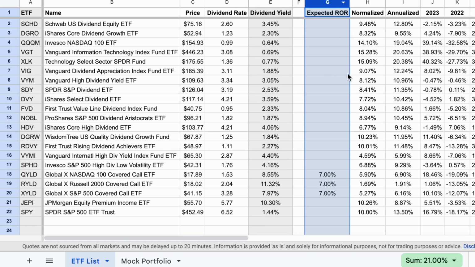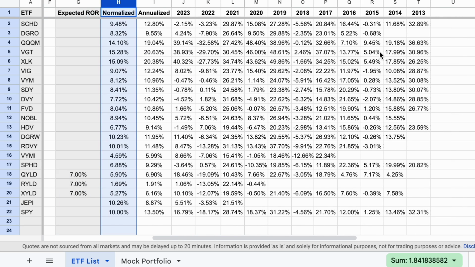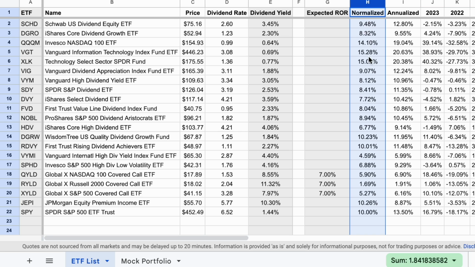I've gone ahead and normalized the returns for each of these 21 funds using the long-term S&P 500 return of 10% per year. The mock portfolio uses the normalized return for each of these funds, unless there is a value in the corresponding row in column G. Column G is sort of an overriding value, if you believe that a given ETF will perform better or worse than what the normalized return is showing.